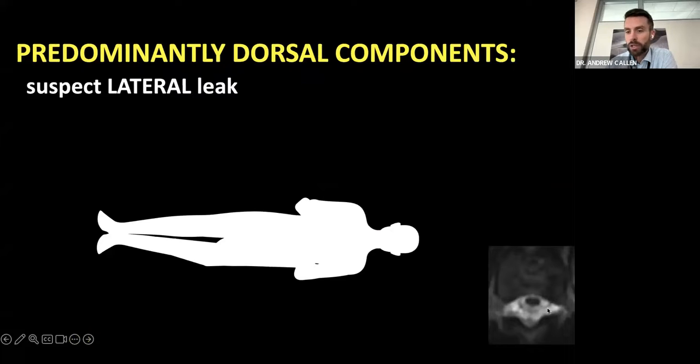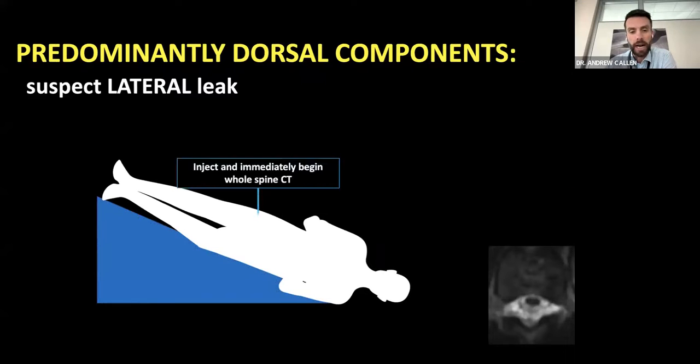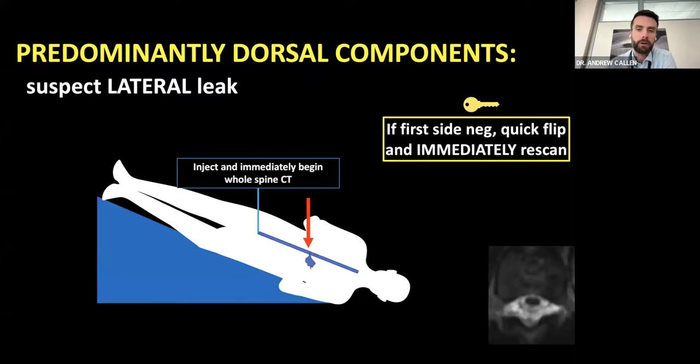So if the collection is dorsal or dorsolateral, we are going to have a very similar technique, but we're going to position the patient decubitus. We're going to, again, inject contrast and immediately begin whole spine CT, looking for that area of extravasation from the lateral thecal sac.